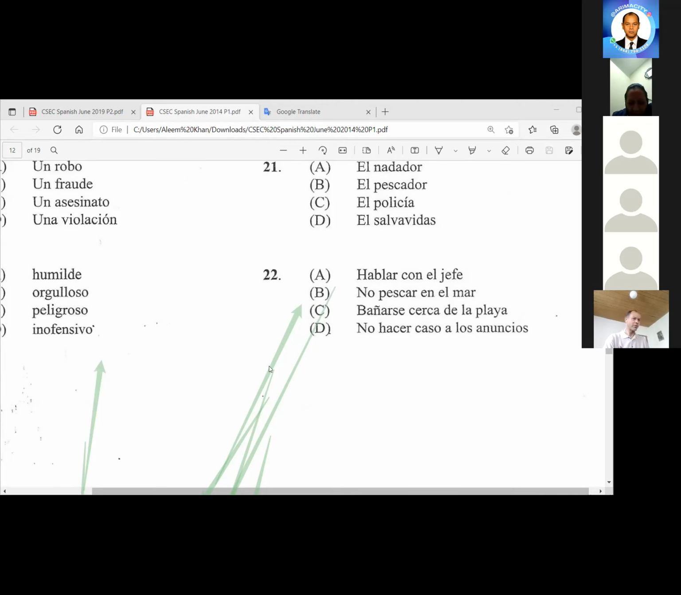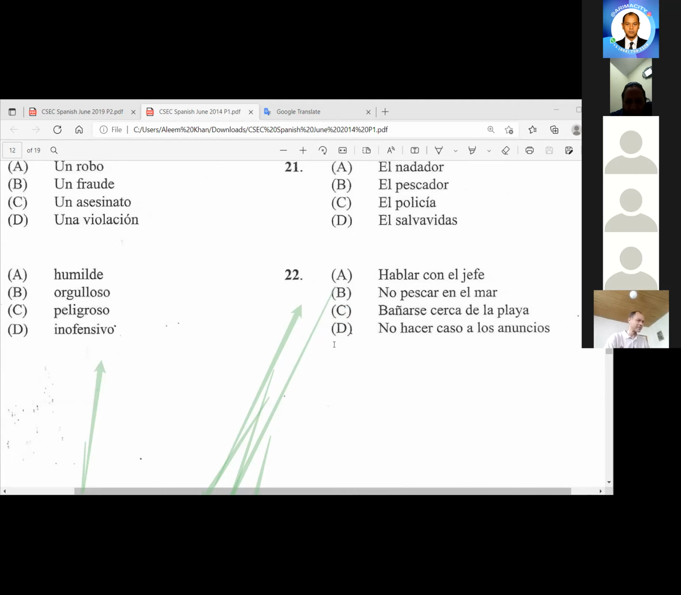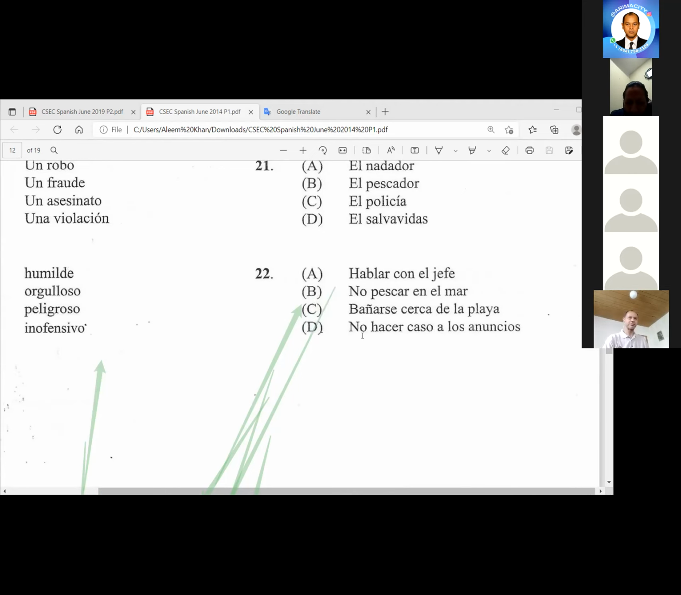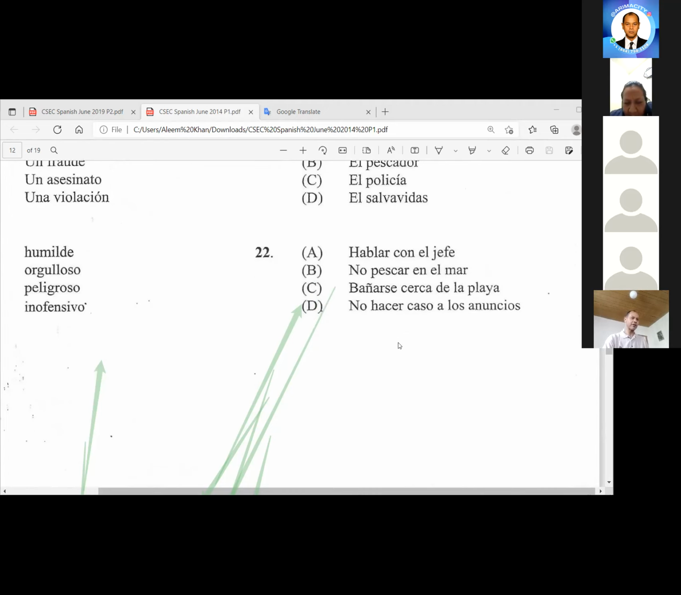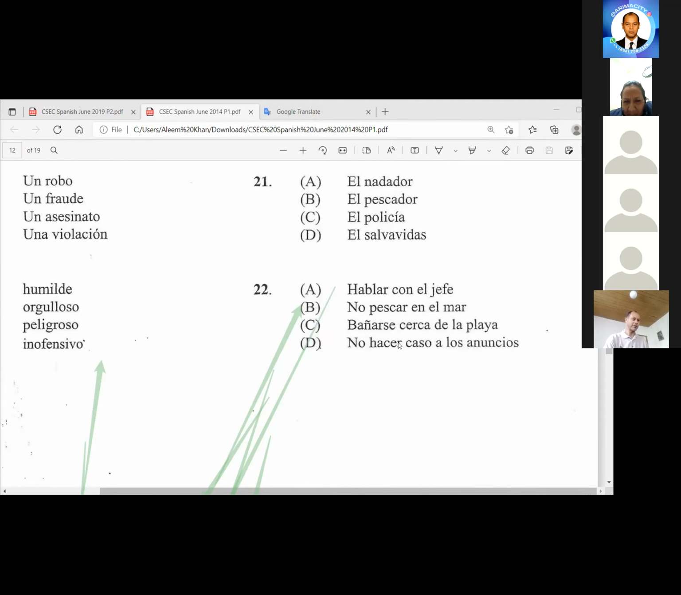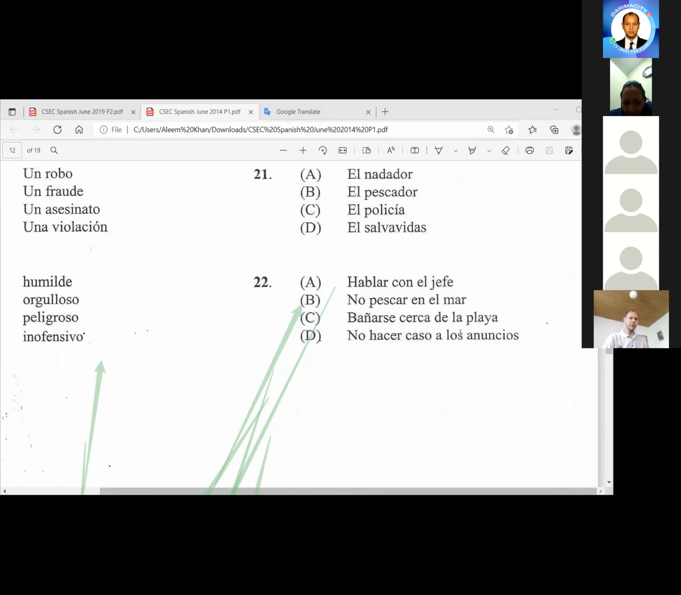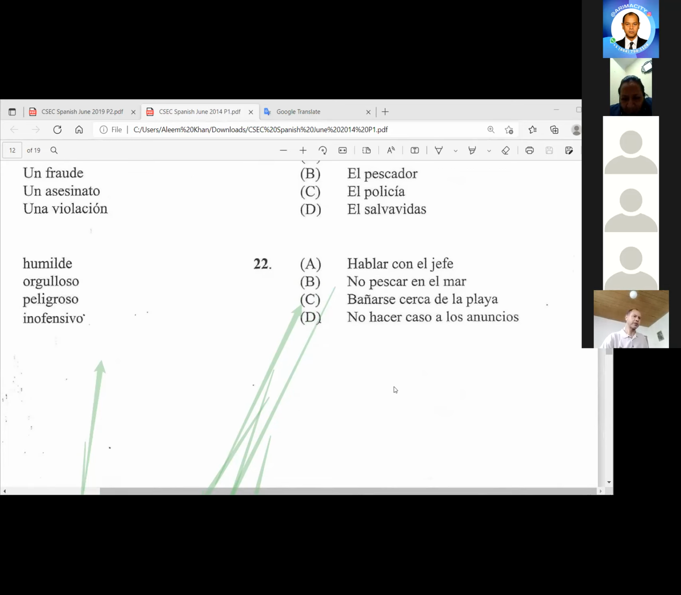¿Tú sabes cómo borrar la flechita que pusieron ahí? No, no importa, no importa. Aprovechamos la flecha y la utilizamos para indicar dónde estamos. So, number 22. Estamos en la 22, Catherine. Hablar con el jefe, no pescar en el mar, bañarse cerca de la playa, no hacer caso a los anuncios. ¿Ok? Entonces, igual voy a poner una oración. Voy a decir una oración dos veces y luego la pregunta y luego escoges la respuesta correcta.